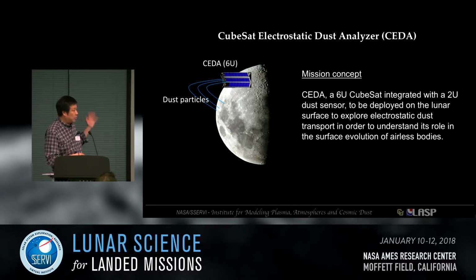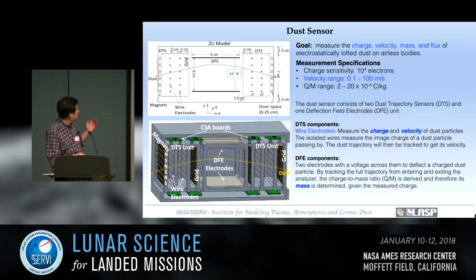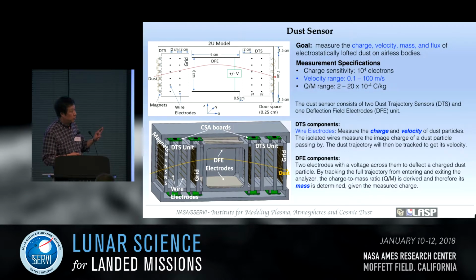So the idea is to put it on the moon or on airless bodies. It's a 6U CubeSat with a 2U dust sensor. So this is how the dust sensor works. The goal is to measure charge, velocity, and mass. So this really identifies electrostatically lofted dust. And very important, we'd like to know the flux. The flux tells how fast this process goes on the surface. So the velocity range will be low, 0.1 to 100 meters per second.